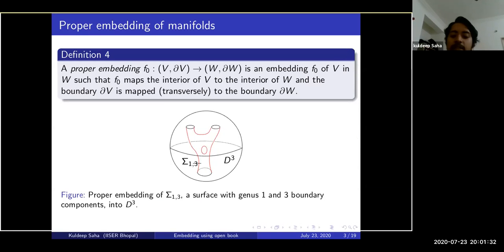A proper embedding is an analog of embedding for manifolds with boundary. For example, a proper embedding from (V, ∂V) to (W, ∂W) is an embedding such that the restriction of the map f_0 on the boundary of V goes into the boundary of W. Here is an example where a genus 1 surface with 3 boundary components is properly embedded inside the 3-ball. We also note that the boundary of this surface should meet the boundary of D3, which is S2, transversely. So it should not be tangent to the boundary S2 of D3.